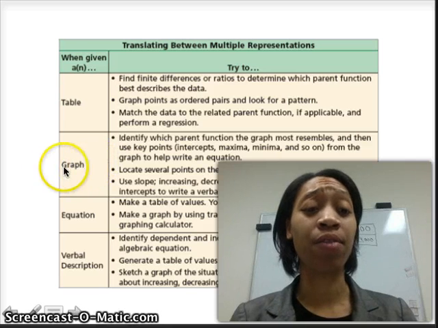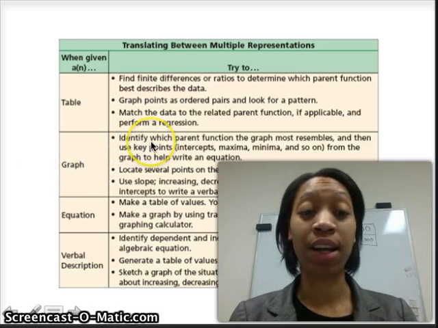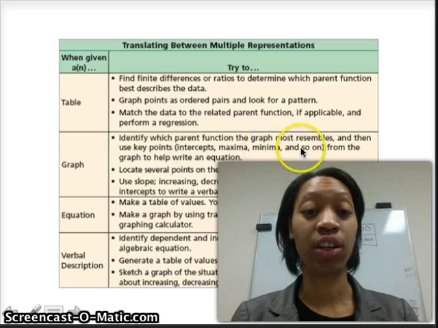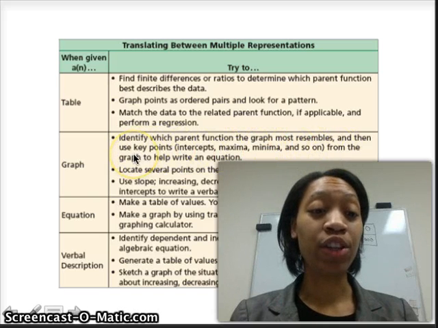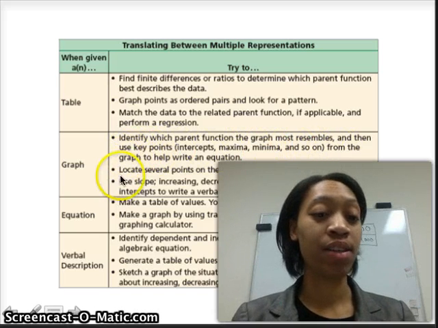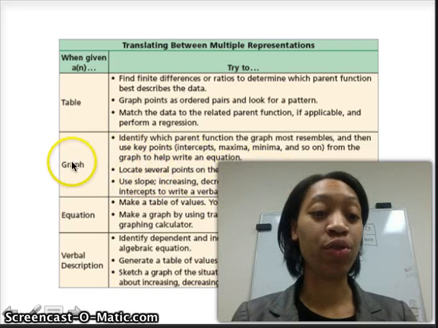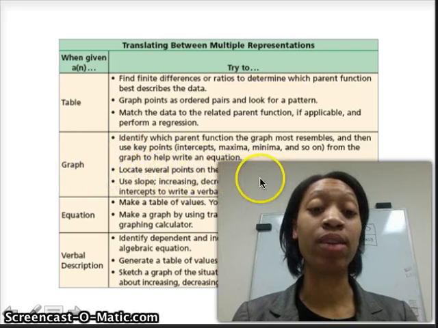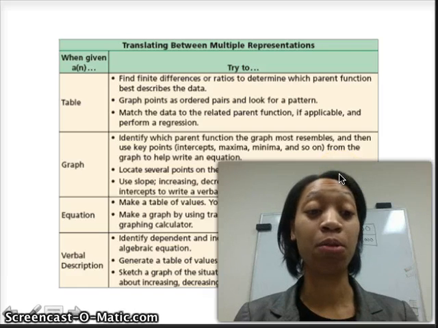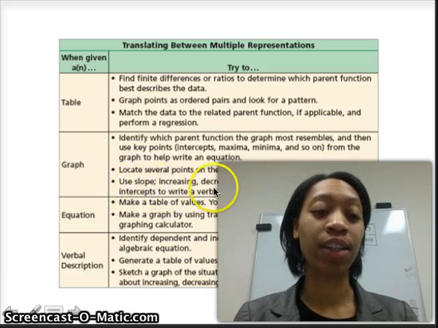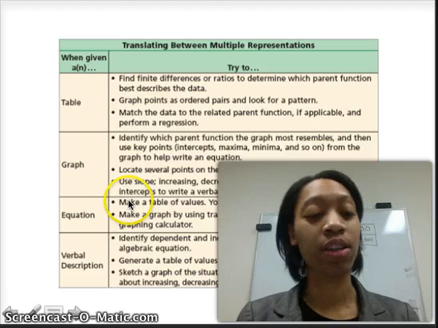If you're given the graph, you can look at the graph and identify which parent function it comes from. You can use the graph to identify key points. You can use the graph to take points and make a table from them. So you can make a table from the graph. You can use the graph to find the slope, or whether it's increasing or decreasing.